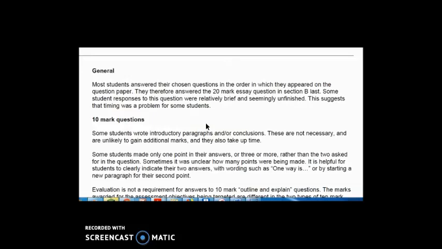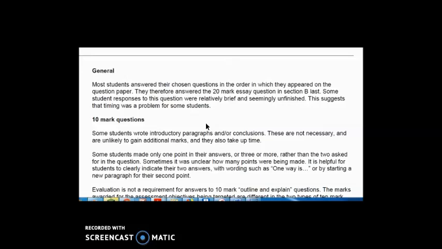One comment that was made was that most students will answer the questions in the order that they appear on the question paper. So that means that the last 20 mark essay question in section B, they answered that last, and that meant that that was often brief and seemingly unfinished, which should suggest that time was a problem for some students, and that is something that I want you to take on board.